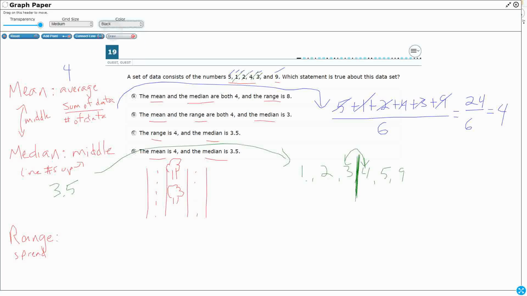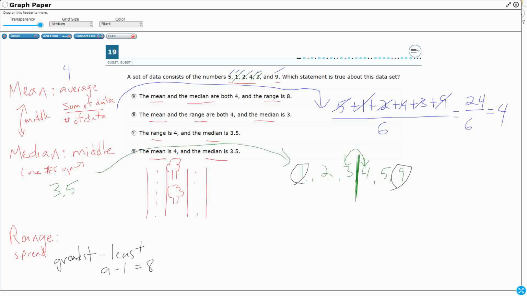That's going to be a little bit easier because I've already got them in order, right? So that's going to be greatest minus the least. So that's 9 minus 1. That's 8.